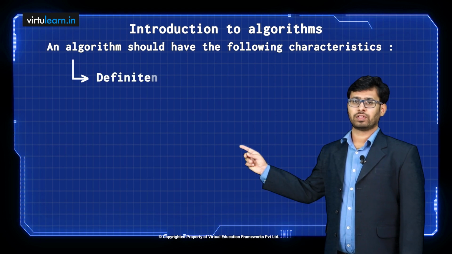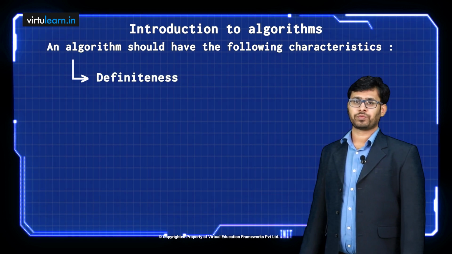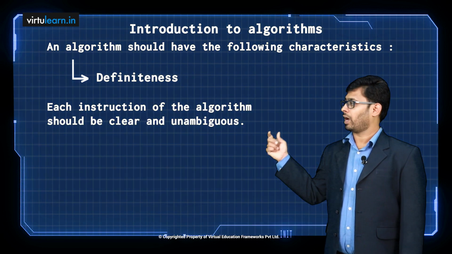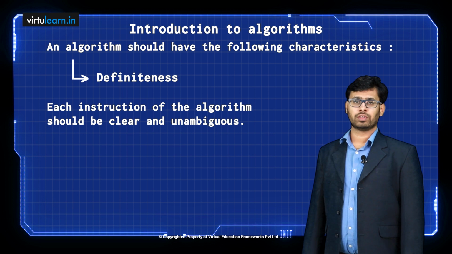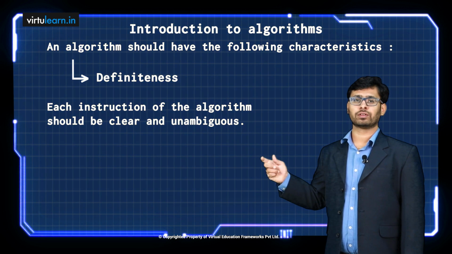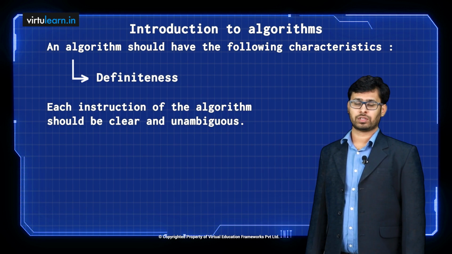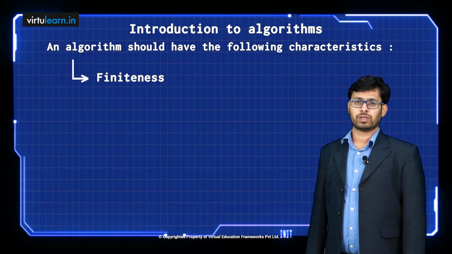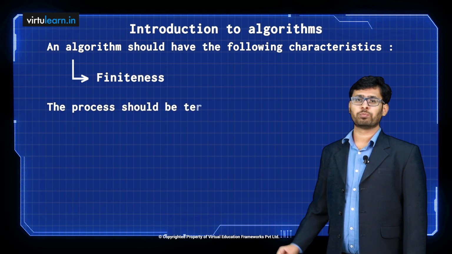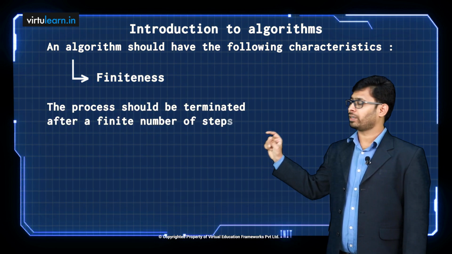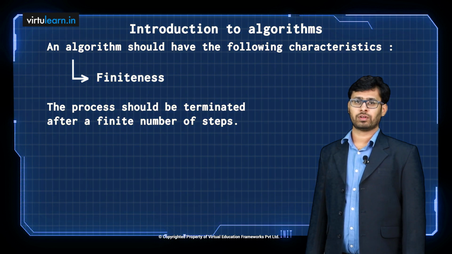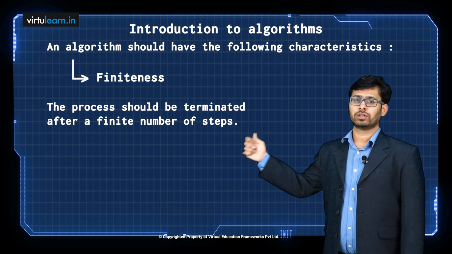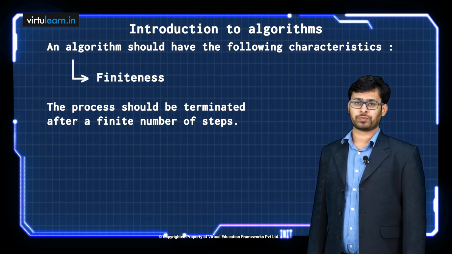Third one, definiteness. Each instruction of the algorithm should be clear and unambiguous. That is, there should not be any confusion in the given instructions. The fourth one, finiteness. The process should be terminated after a finite number of steps. That is, there should not be infinite steps to process the given problem statement.